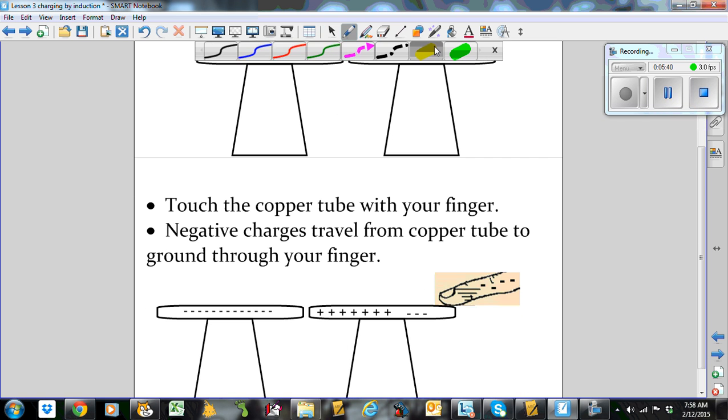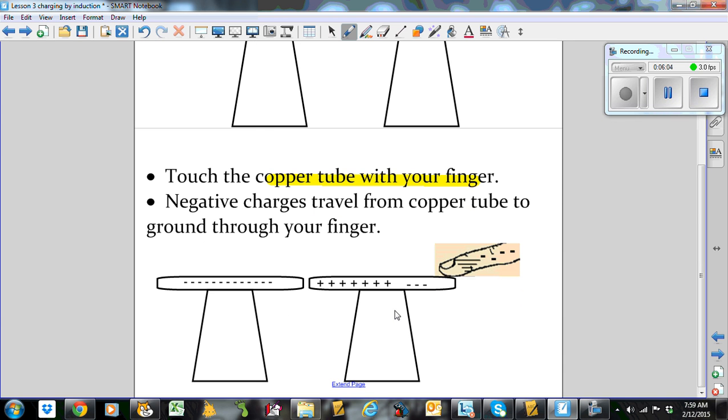Here's your finger. What this does is allow the negative charges to travel from the copper tube to the ground through your finger. The negative charges go to your finger, through your body, and into the ground, and you'll receive a small shock. Now you'll notice that there are fewer negative electrons on this copper tube.